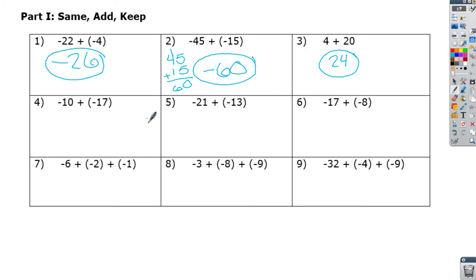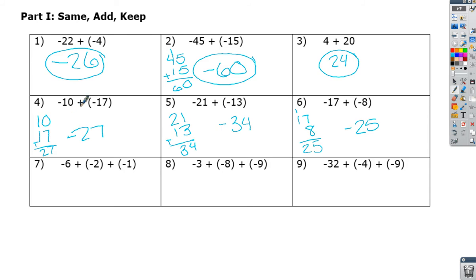Now I want you to go ahead and pause the video in a second. Remember, you are going to sing the song. When the signs are the same, add and keep the sign. So you have 4, 5, and 6 you're going to do on your own, and hit play when you're ready. Go ahead and hit pause.